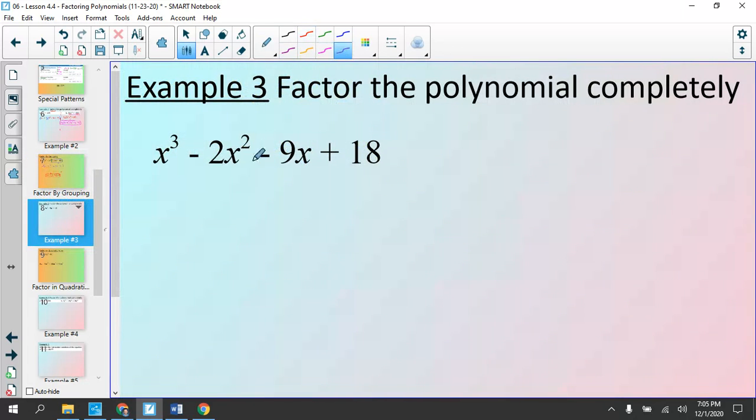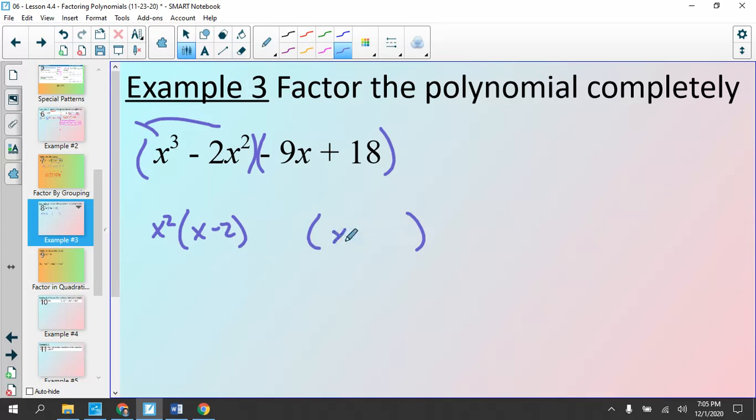It jumps out. It's four terms. The only thing I think of is, it's four terms. I only have one option. Put a group around the first two and the second two. Take out as much as we can here. So I can take out another x squared. What does that leave me with? X minus 2 in this one. We say, hey, this has to look identical to this one. X minus 2, x minus 2. So I'm going to have to take out a negative 9 here, because negative 9x, positive 18.